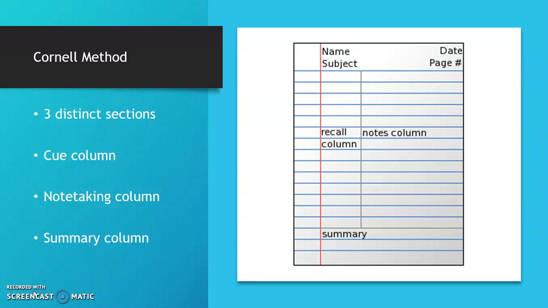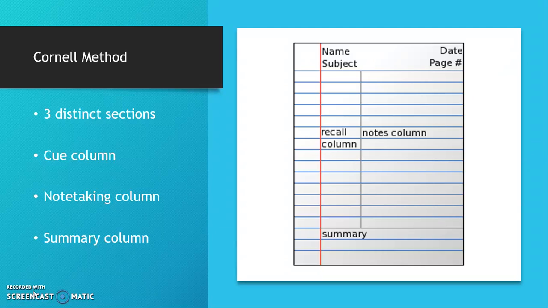The next one I'm going to talk about is the Cornell method, another one that I really like a lot. This one, it's also very simple. There's three distinct sections. On the left side, you have the recall column or the cue column. On the right side, you have the notes column. And then on the bottom is the summary.